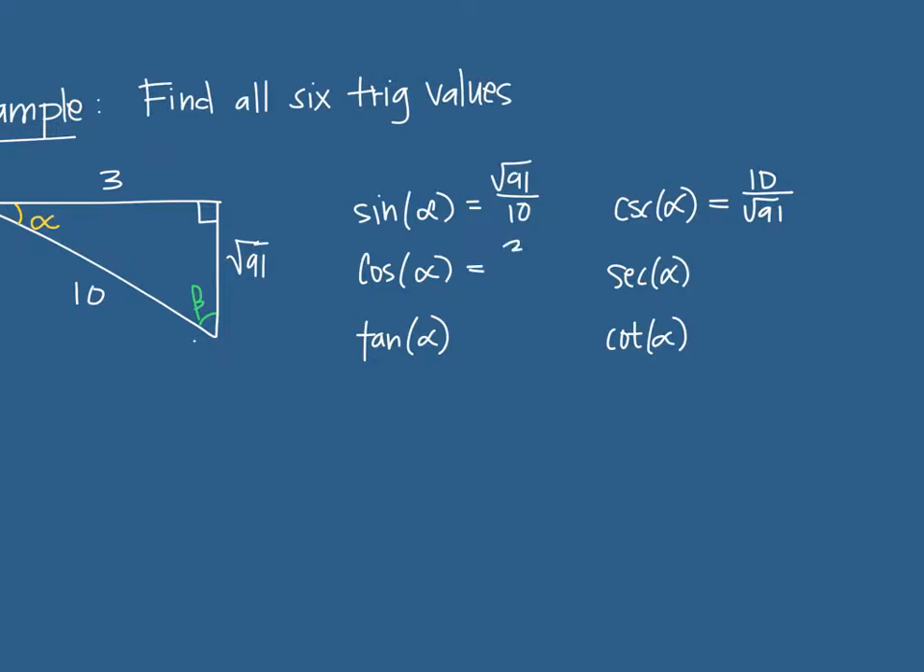Three over 10. Because adjacent to alpha, what is next to alpha, is the number 3. And so secant would be 10 over 3. Okay, all right, Natalie, how about tangent?